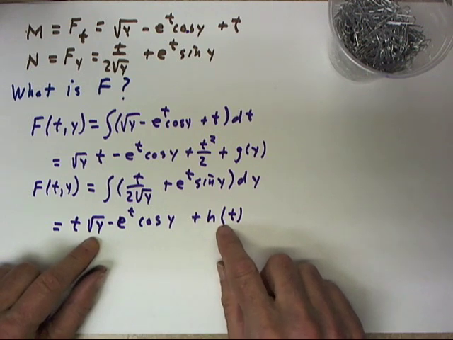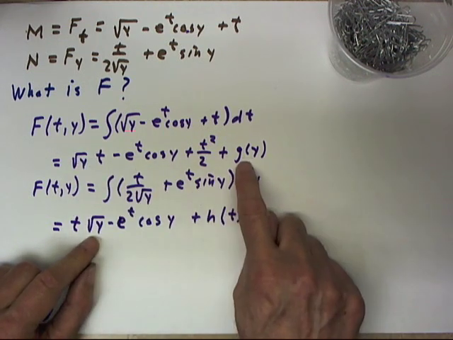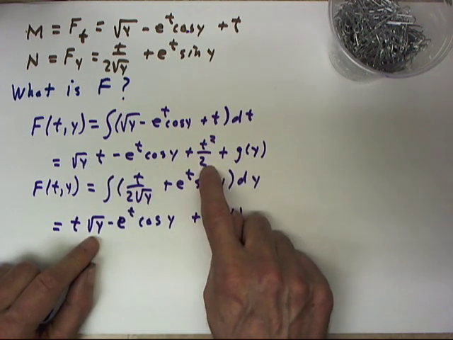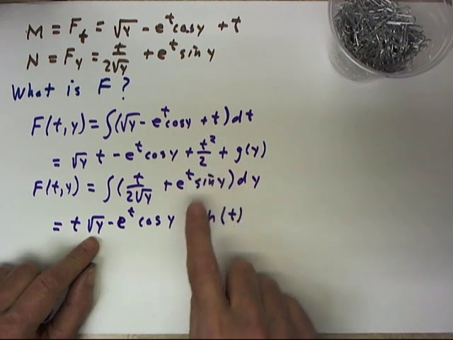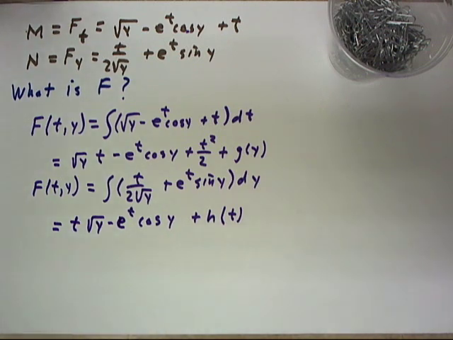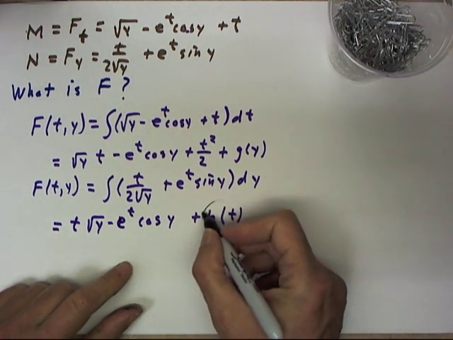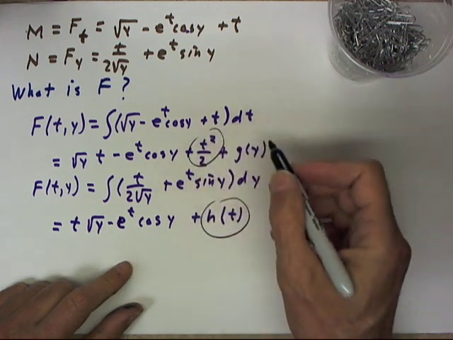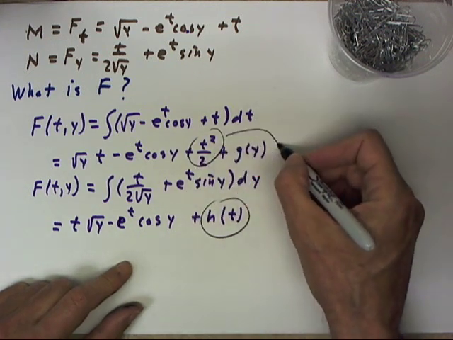Now we have to reconcile these two functions. In this version of the function, we have a t squared over 2 that isn't here in this function, except that it is, because we've allowed for any function h of t. So h of t is going to be our t squared over 2.